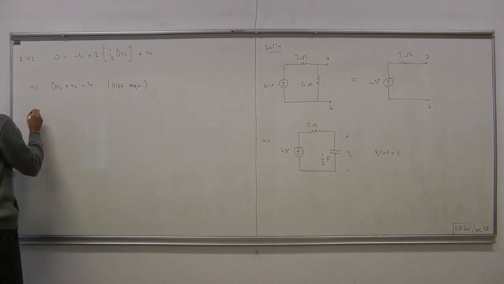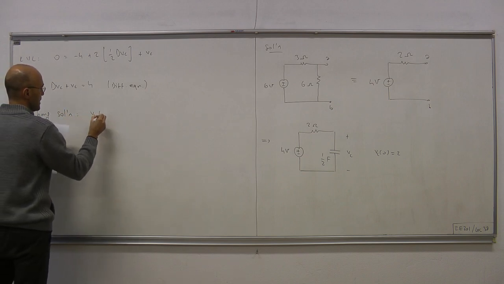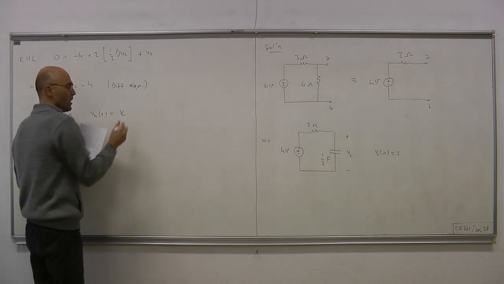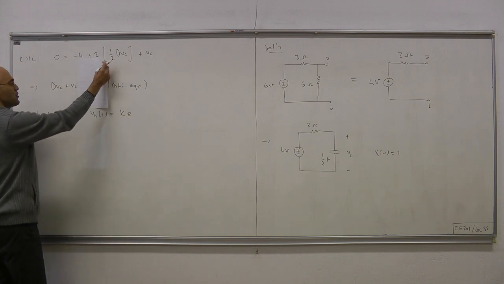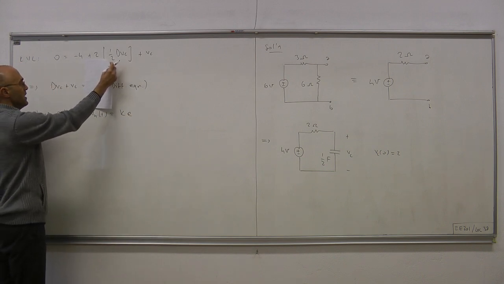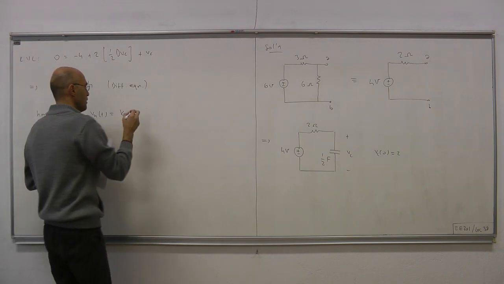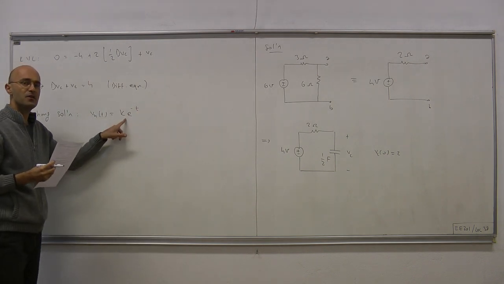So, homogeneous solution, let's call it VHT, is some constant K times e to the natural frequency times t, and the natural frequency for this left hand side is minus 1. So we have e to the minus t, so that's our homogeneous solution. K is at this point unknown.